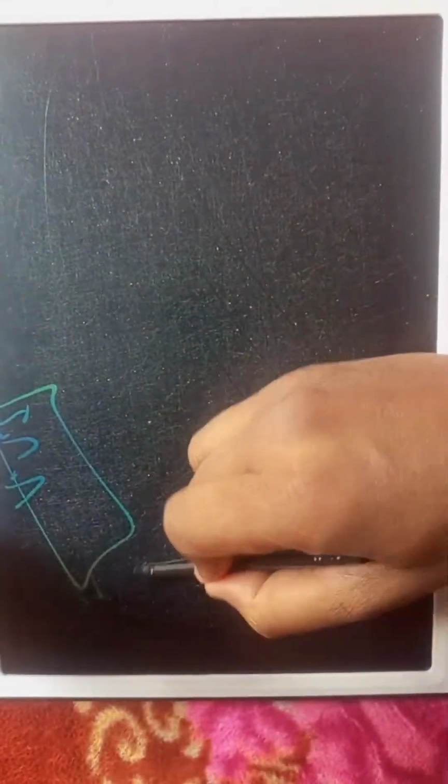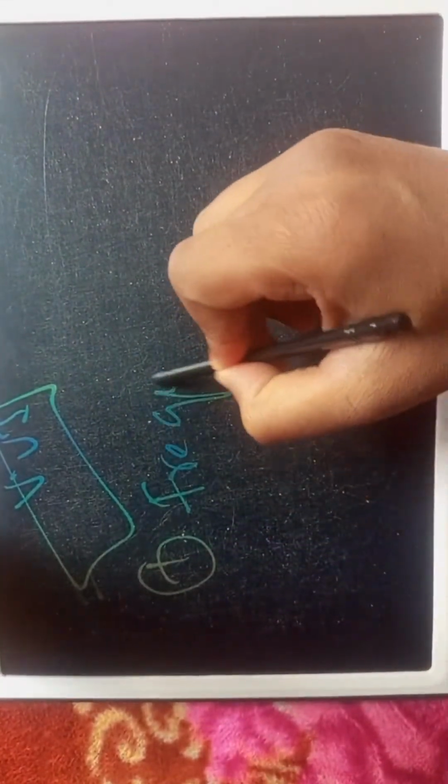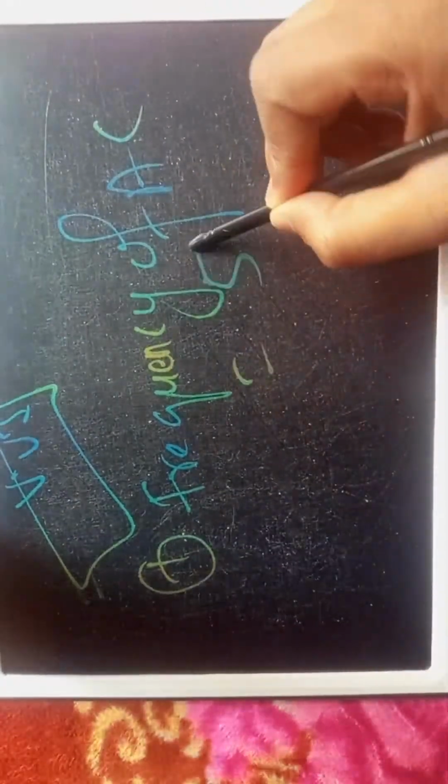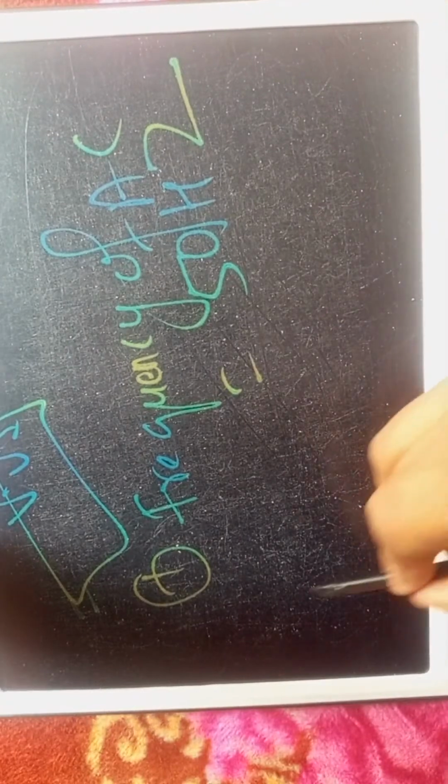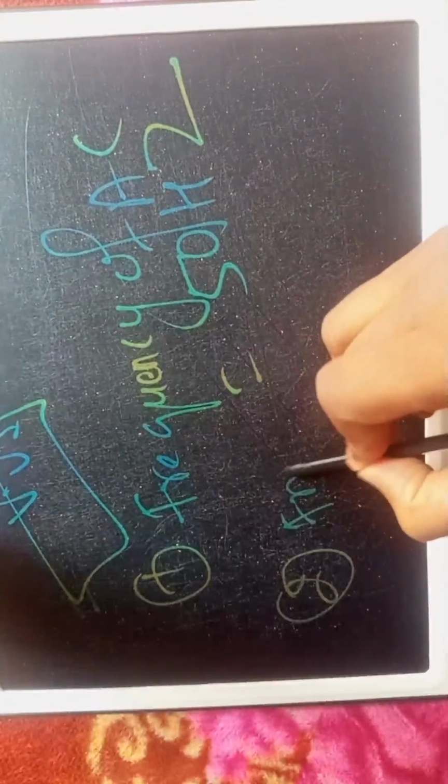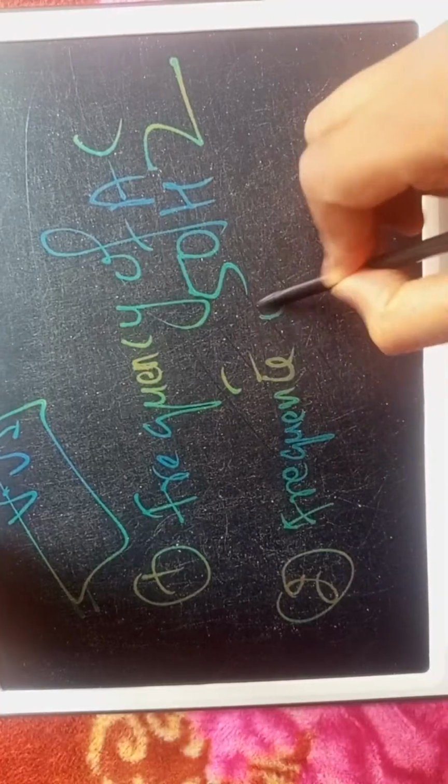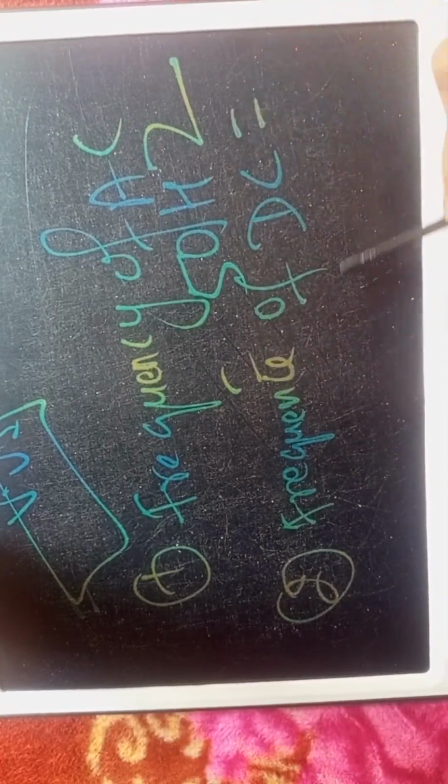Another most important question: frequency of AC in Nepal is 50 hertz. Another question: what is the frequency of DC? 0 hertz.